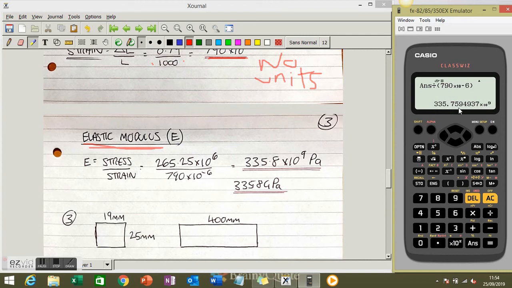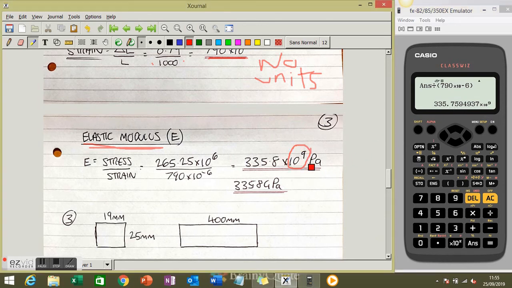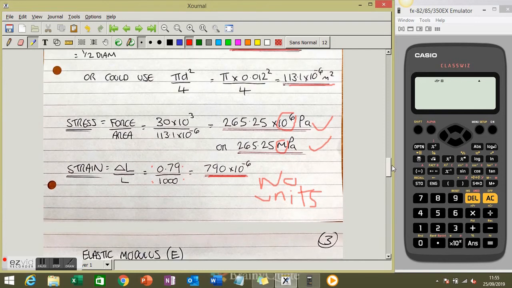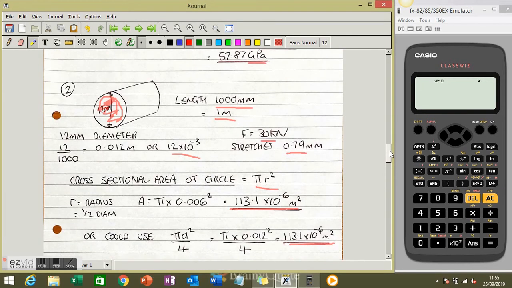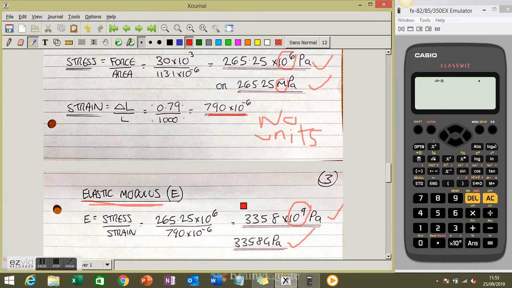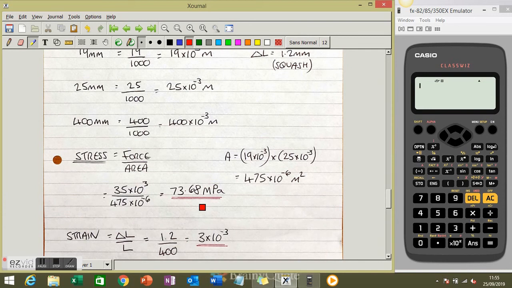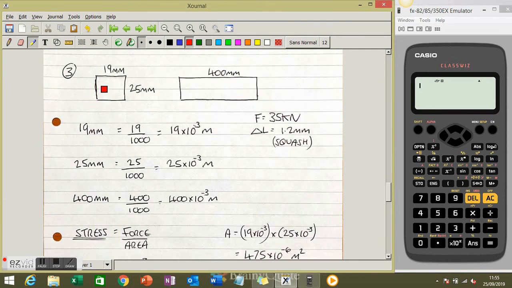Don't like the 11. Press ENG. Gives us 10 to the 9. 335.8, so I've done a bit of rounding there perhaps. 10 to the 9. Right, nothing wrong with that. Tick. Or you could do giga, because giga is 9, so 335 gigapascals. Nothing wrong with that. Question 2 done. Nothing hard there really, apart from making sure you got the area correct. The last one was again very, very similar to the first one.